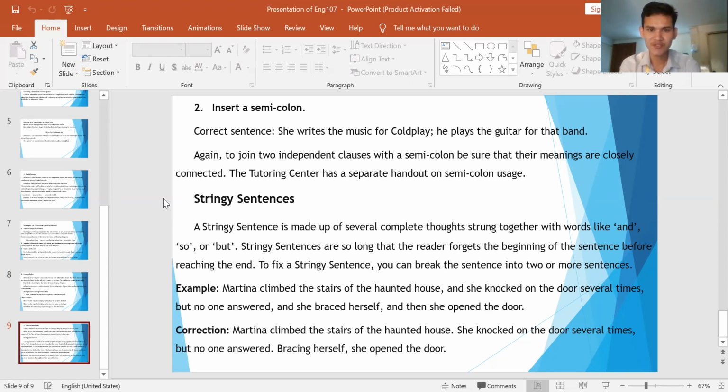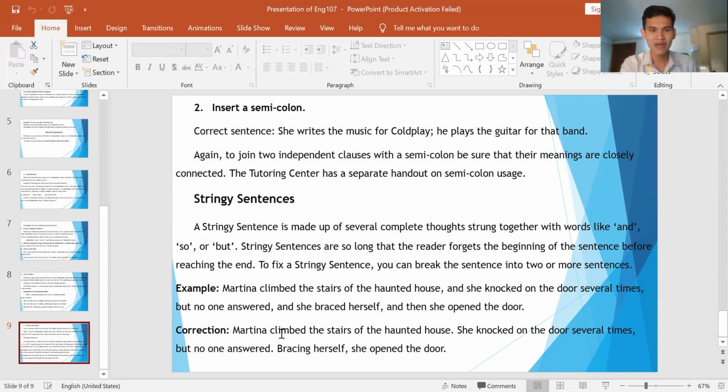To fix a stringy sentence, you can break the sentence into two or more sentences. Like you need to separate it or stop it by using a full stop. Example: Manita climbed the stairs of the haunted house, she knocked on the door several times, but no one answered, and she braced herself, and then she opened the door. So the sentence is very long. Those are all independent clauses.